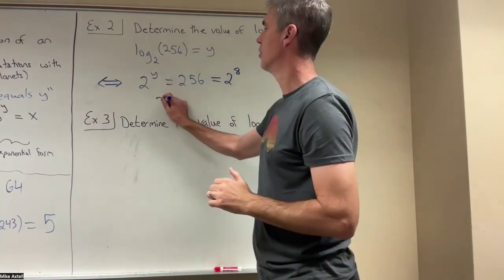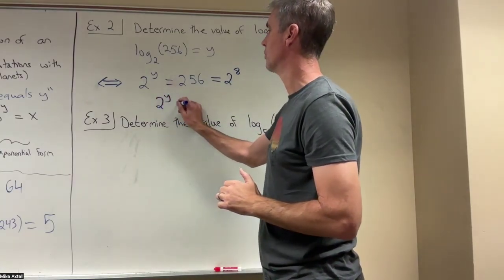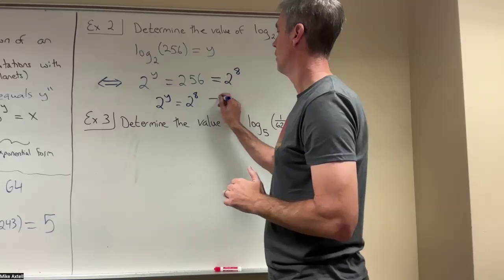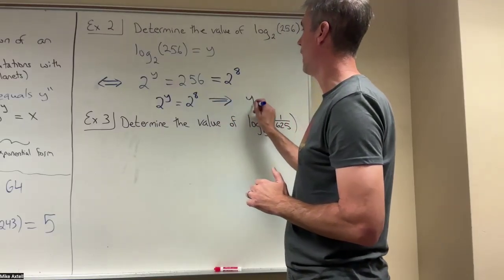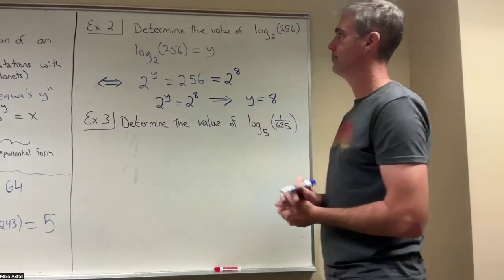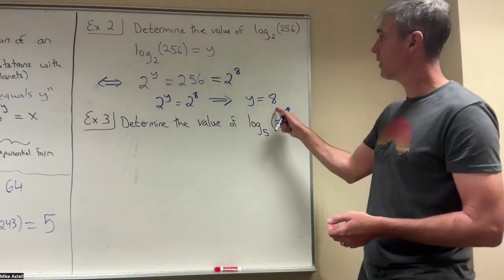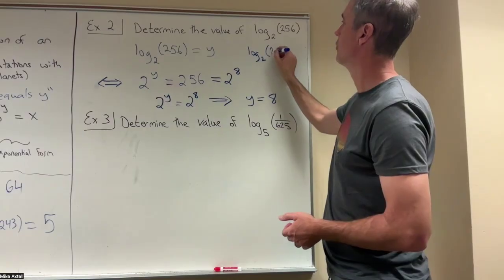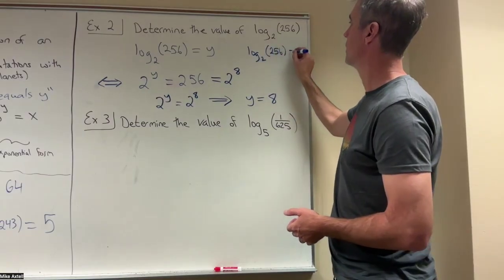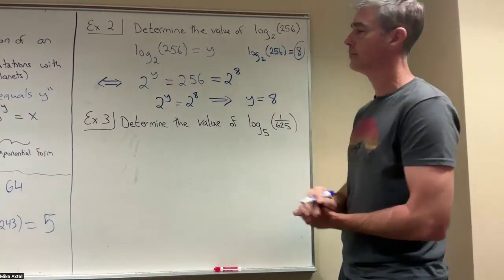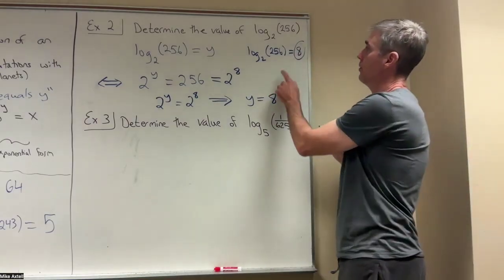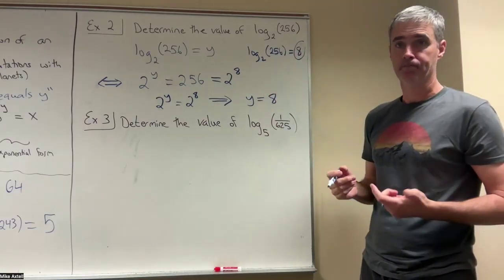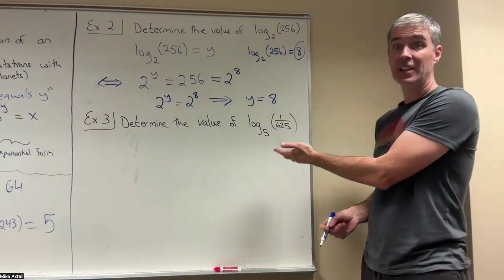the 8th. So if 2 to the y is equal to 2 to the 8th, well, that must mean that y equals 8. Okay, so I think I've got the answer. Log base 2 of 256 is equal to 8. Right? Because 2 to the 8th is 256. All right, let's try it again with something a little more unusual.